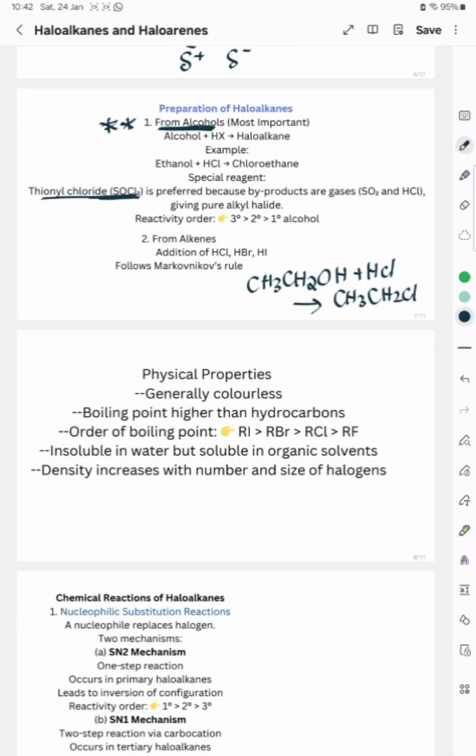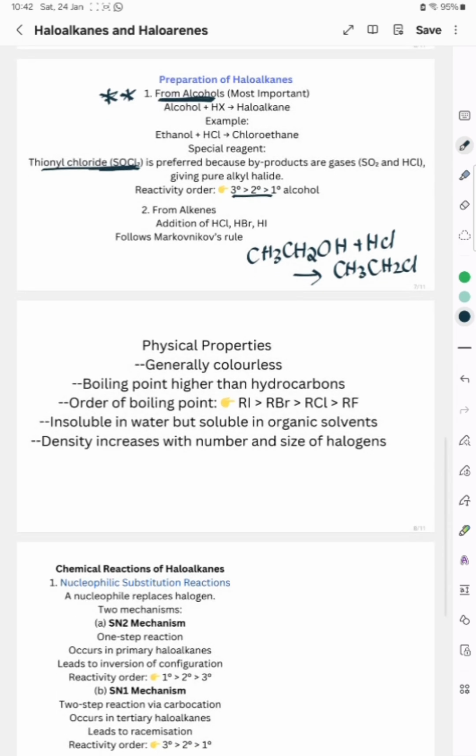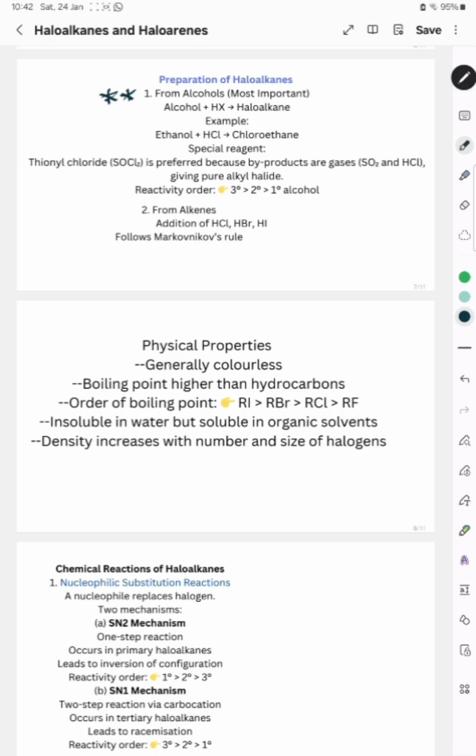Here for preparation of the haloalkane, the reactivity order of the alcohols is 3 degree, 2 degree and 1 degree. Tertiary is more reactive than secondary, and secondary is more reactive than primary. Now let's come to the preparation of the haloalkanes from alkenes. Here from alkenes we follow Markovnikov's rule.